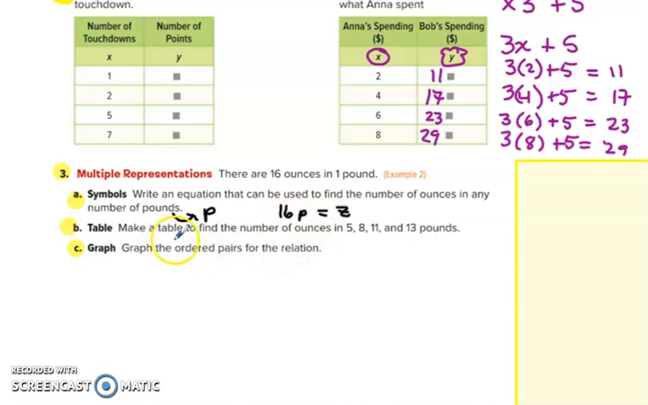Make a table to find out the number of ounces in 5, 8, 11, and 13 pounds. So here we go, we've got our table right here. We've got a P value here and a Z value here. The expression portion of the equation is always what the first one is here. And we've got to do 5, 8, 11 and 13. I call these T-charts also.